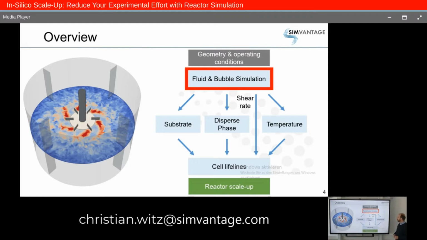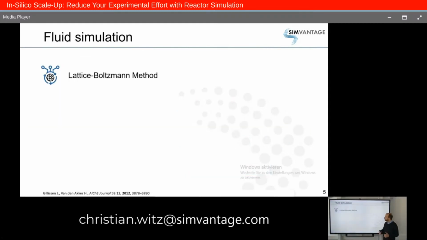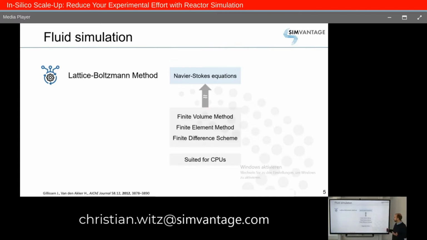But let's start with the fluid and bubble simulation. For the fluid simulation, we use the Lattice-Boltzmann method. What is the Lattice-Boltzmann method? Basis of every fluid movement are the Navier-Stokes equations. What has been done up to now is that we use the finite volume method, finite element method, or the finite differencing scheme to approximate these Navier-Stokes equations. And these methods are perfectly suited for the CPU, so the main processing unit in your computer.